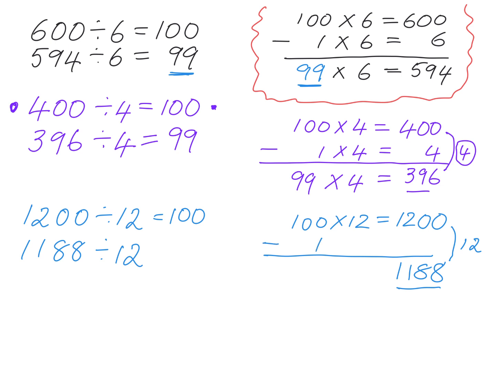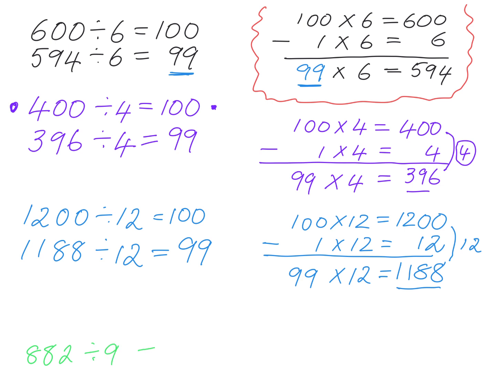So if we take away one group of 12, 100 groups of 12 minus one group of 12 is 99 groups of 12, gives us 1,188. Then we posed the last question, 882 divided by 9 equals, and we asked them to come up with the helper problem.